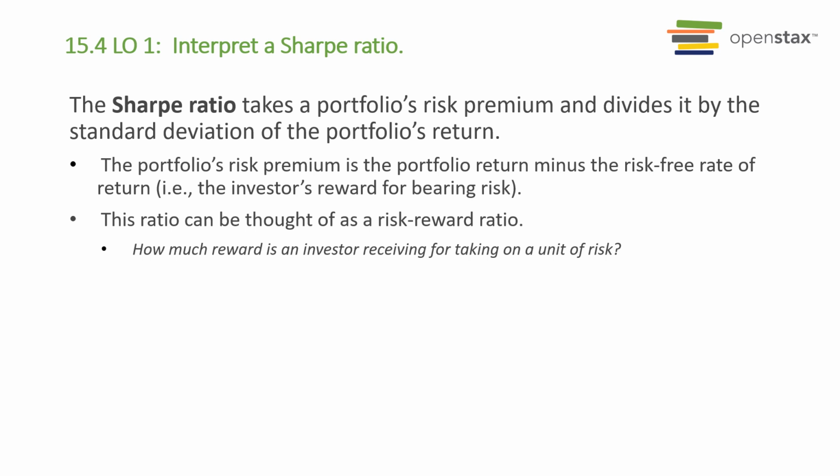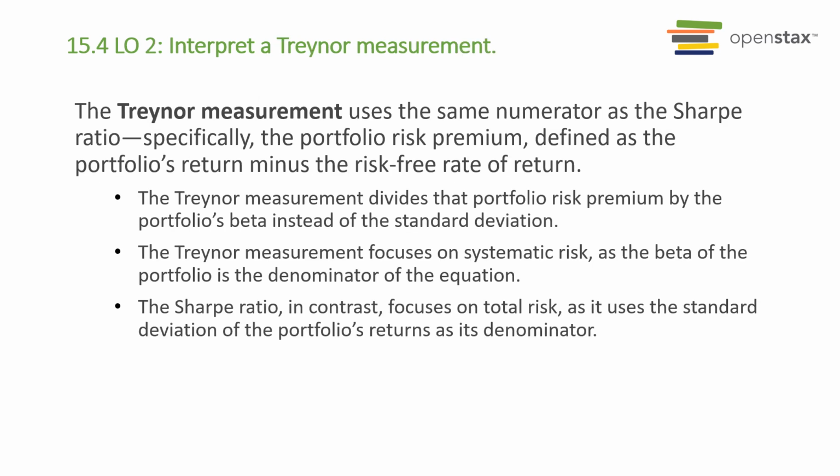How much reward is an investor receiving for taking on a unit of risk is the question that the Sharpe ratio answers. The Treynor measurement uses the same numerator as the Sharpe ratio, specifically the portfolio risk premium, defined as the portfolio's return minus the risk-free rate of return. But it divides by beta instead of the standard deviation. This Treynor measurement focuses on systematic risk, as the beta of the portfolio is the denominator of the equation. In contrast, the Sharpe ratio focuses on total risk, as it uses the standard deviation of the portfolio's returns as its denominator.